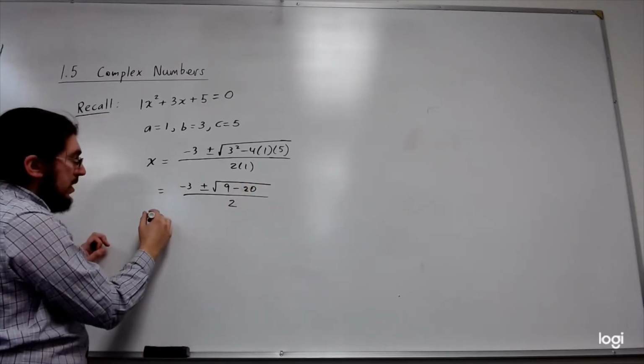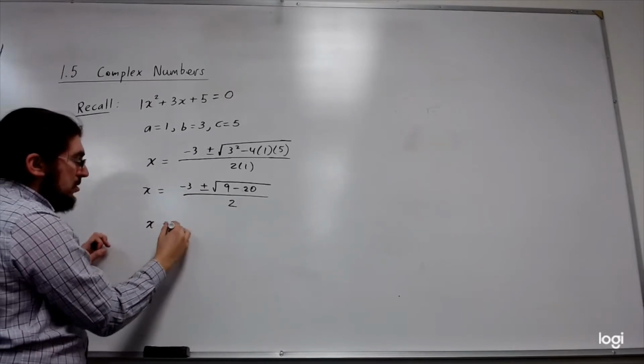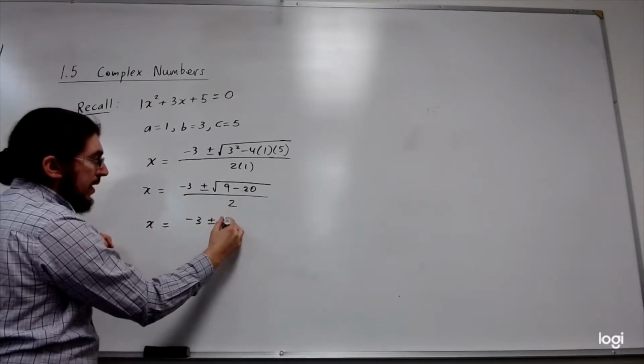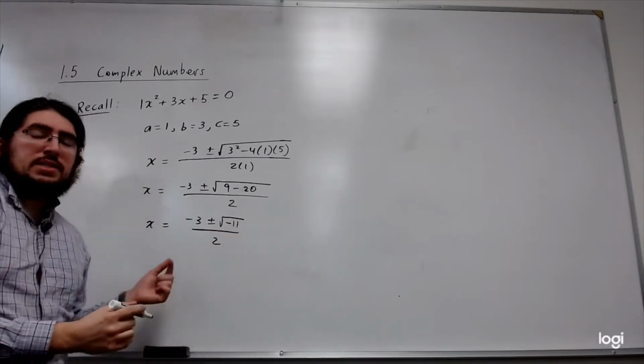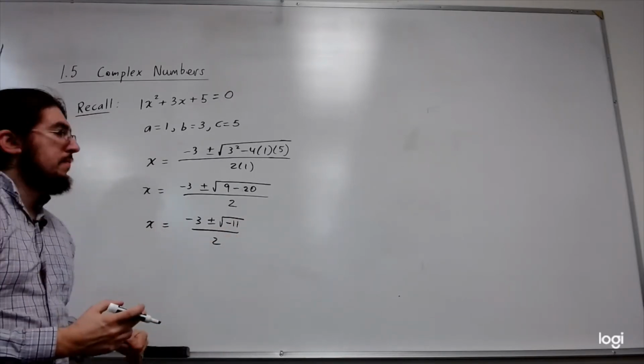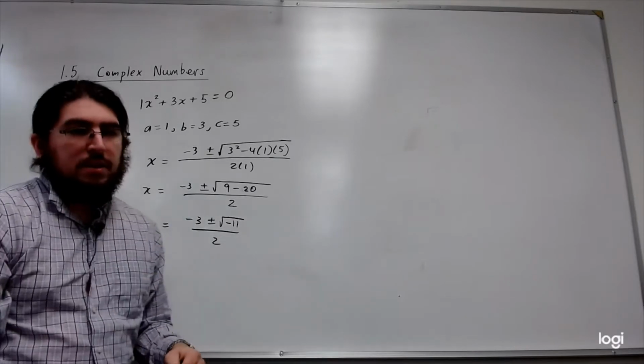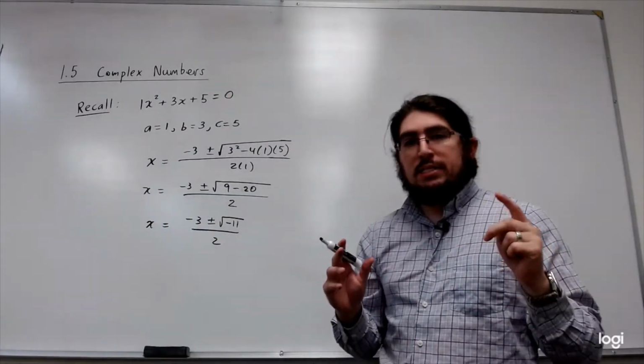So far, so good. So now x is equal to negative 3 plus or minus the square root of negative 11 over 2. That would be the answer. There's a problem. What's the problem? The problem is a negative inside the radical. You can't have a negative inside the radical, as it turns out.